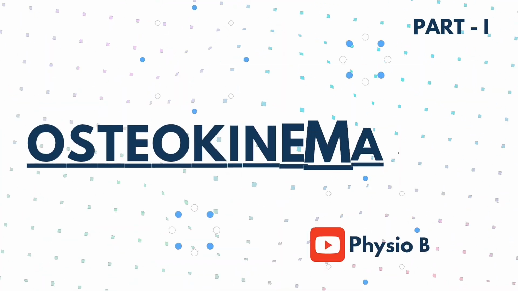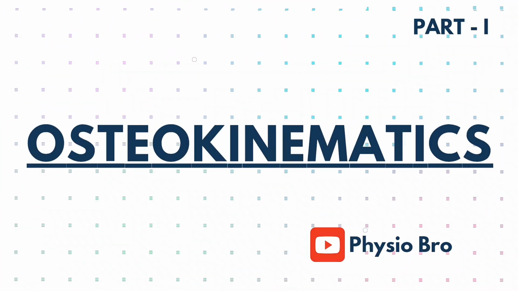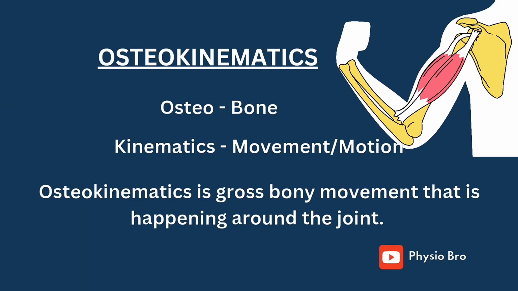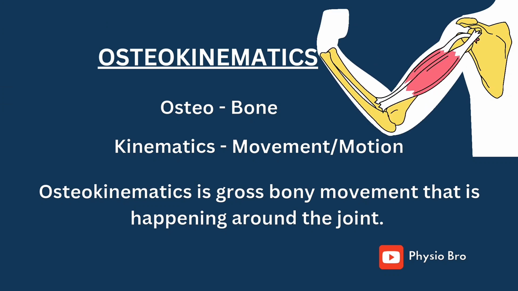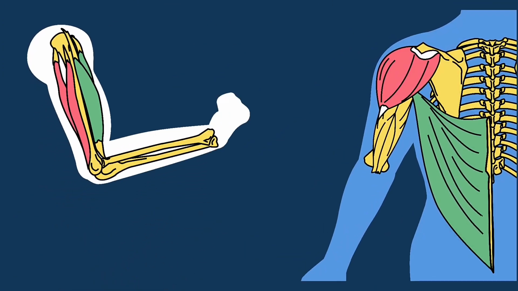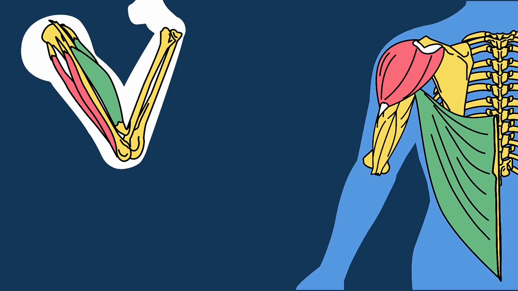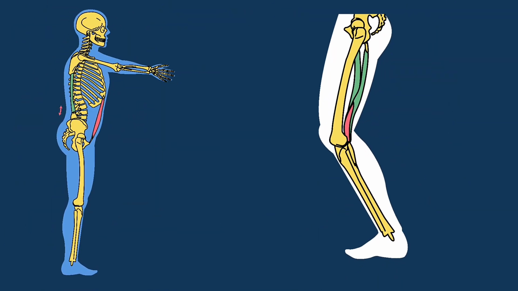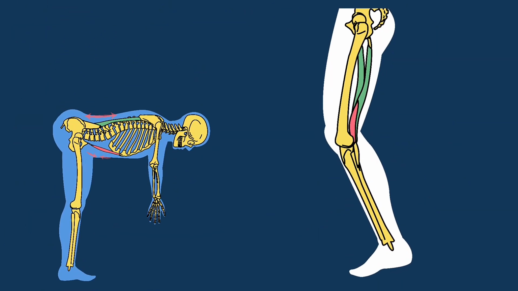Hello everyone. Today we are going to see about osteokinematics. Osteokinematics. Osteo means bone. Kinematics means movement or motion. Osteokinematics is a gross bony movement that is happening around the joint. Osteokinematic movements are used to describe the actions of muscles upon the bones and joints.